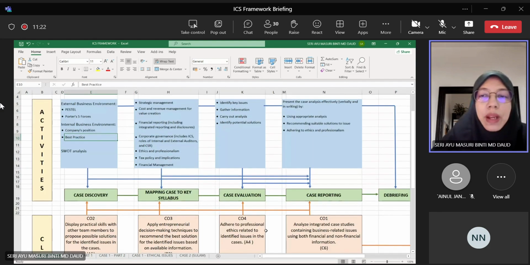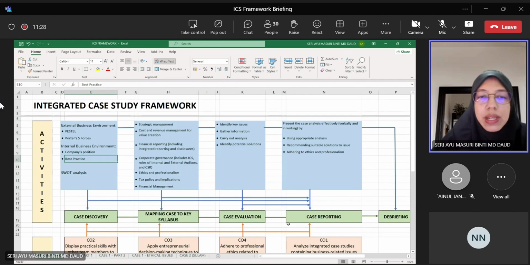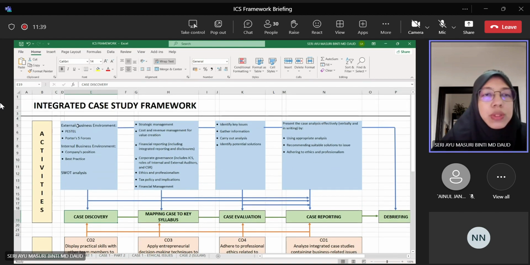What you can see here is actually the steps involved when you analyze a case. You start with case discovery, which is your part 1, basically. You will analyze the external business environment, as well as the internal business environment. This is what you're covering for part 1. But of course, I also want you to start identifying what could be the issues facing the company from just your own specific analysis.